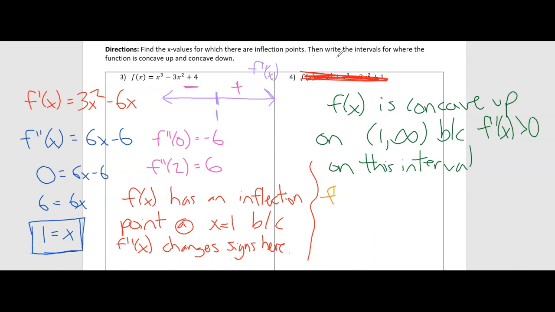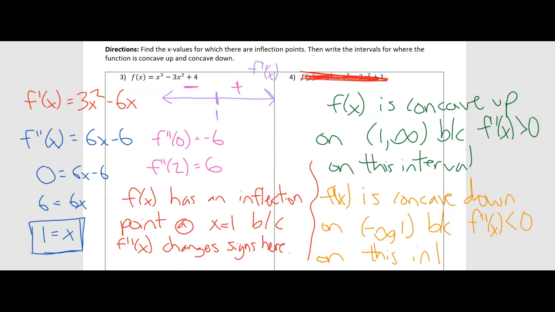And we can say f of x, not f prime, f of x, is concave down on the interval negative infinity to 1, because f double prime of x is less than 0 on this interval. So this would be a complete answer. You have your justifications for the inflection point as well as for the intervals of concave up and concave down.